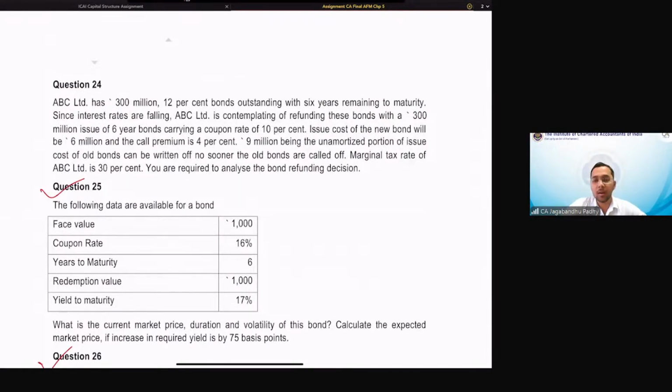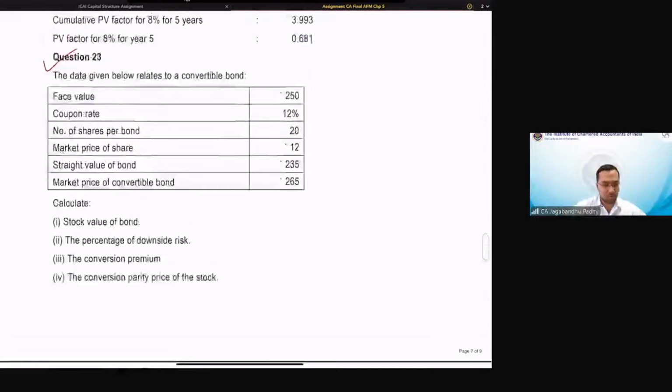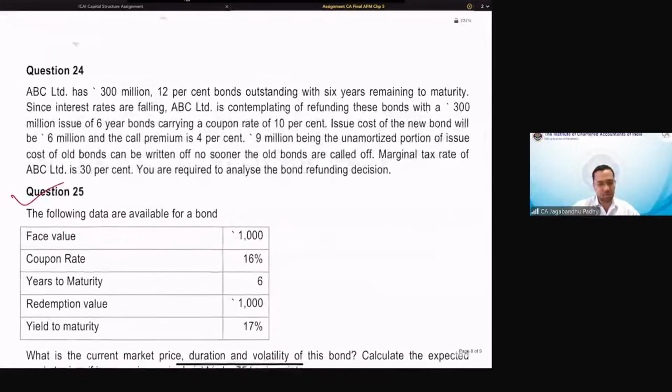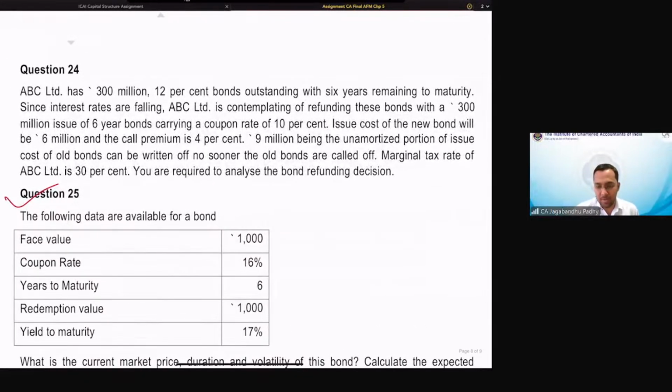Let's take up another concept, which is deciding whether to refund the bond early or not. For that, we'll take up this question number 24, guys. Please read the question. Please read the question number 24. We'll discuss that question 24 now.